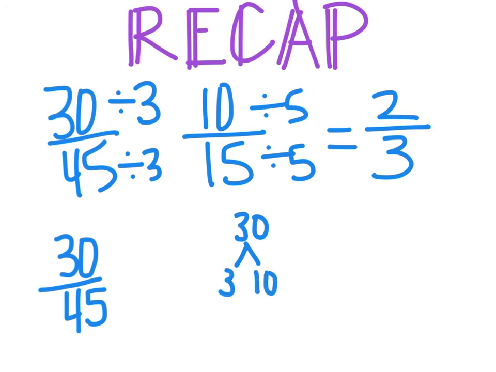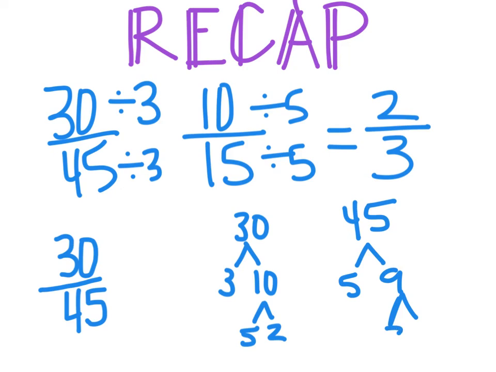I know that 30 can be split into 3 and 10, and 10 can further be split into 5 and 2. And I can't make any of those any smaller because 3, 5, and 2 only have themselves and 1 as a factor. Let's look at 45. I know that 45 can be made up of 5 and 9. 9 can be split into 3 and 3. So what I want to look at is factors that both of these numbers have in common. In their factor trees, they each have a 5 and a 3.